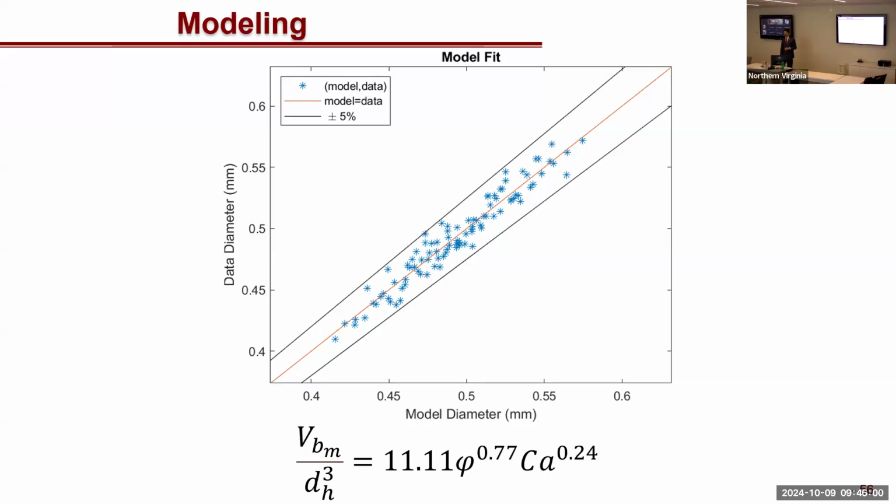You can notice that this doesn't have any sort of dependency on pressure, and this is because it's looking at the volume of the bubbles as it's produced rather than the volume of the bubbles at the outlet.